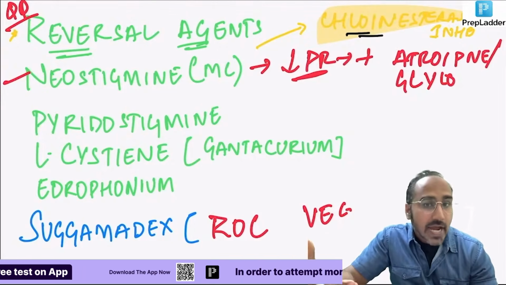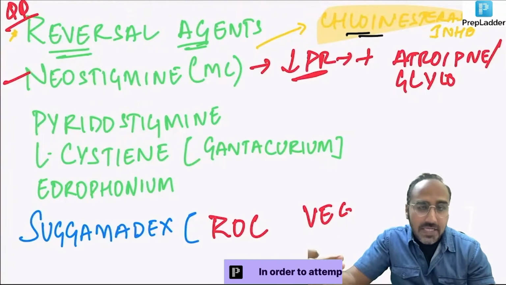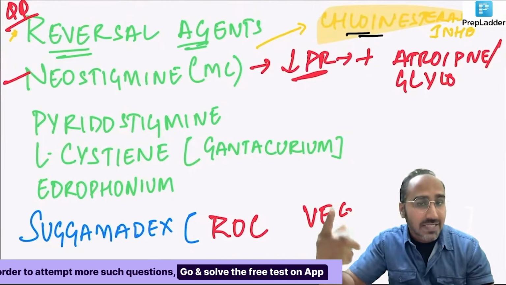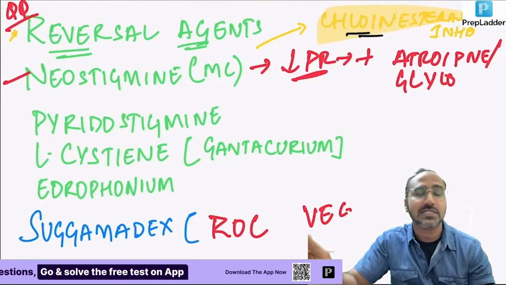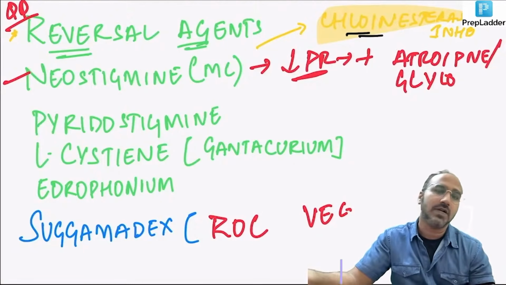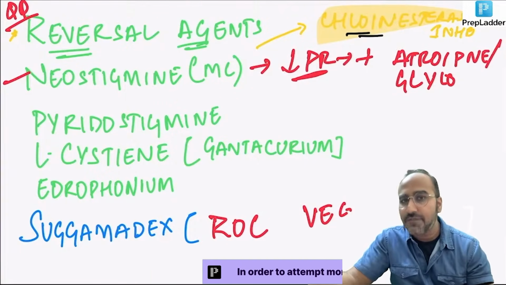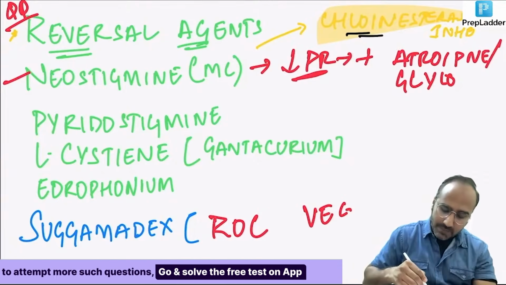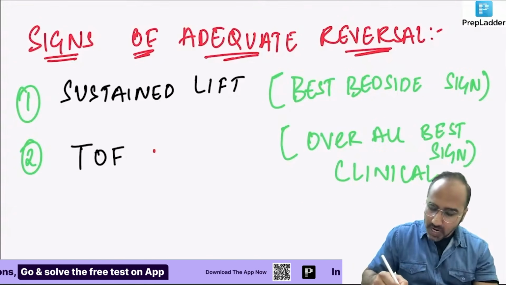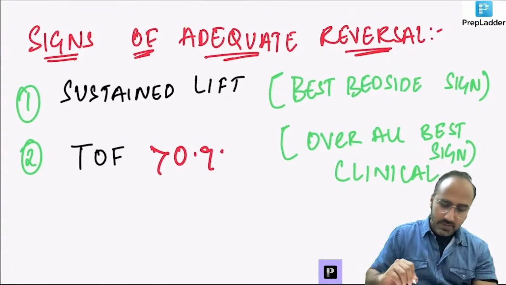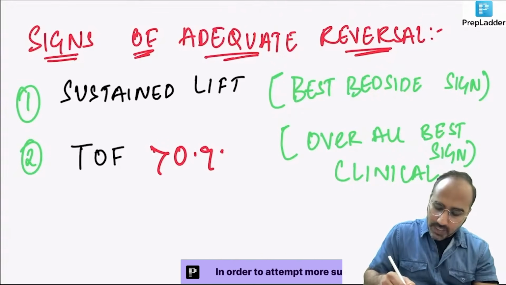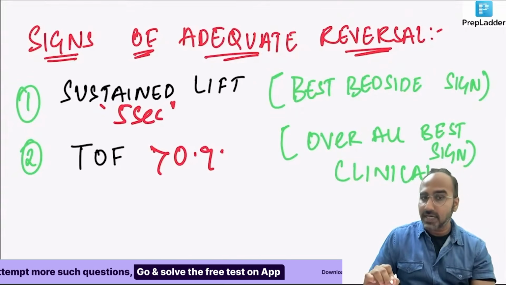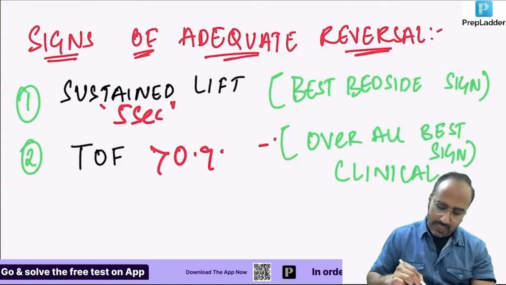You will see some signs in the patient. You will tell the patient, if the patient is responding to your commands, to lift his head. If he is lifting his head for more than 5 seconds, that is a good sign that now you can reverse the patient. Or if you have train of 4, then you go for the train of 4 ratio. If the train of 4 ratio is more than 0.9, then you have to reverse it. Okay, sustained head lift of more than 5 seconds, that is the best bedside sign. Or the overall best clinical sign is what? Train of 4 ratio more than 0.9.